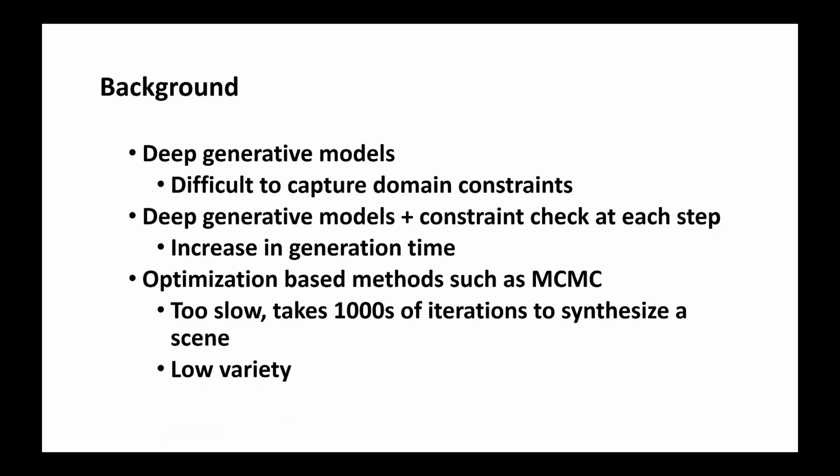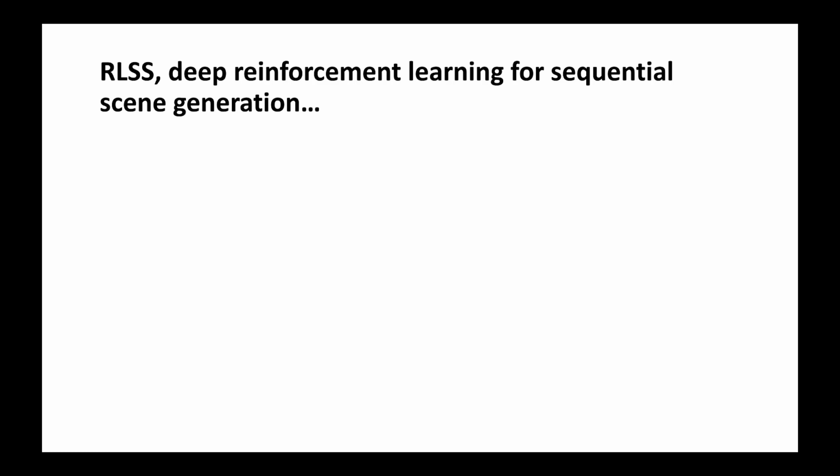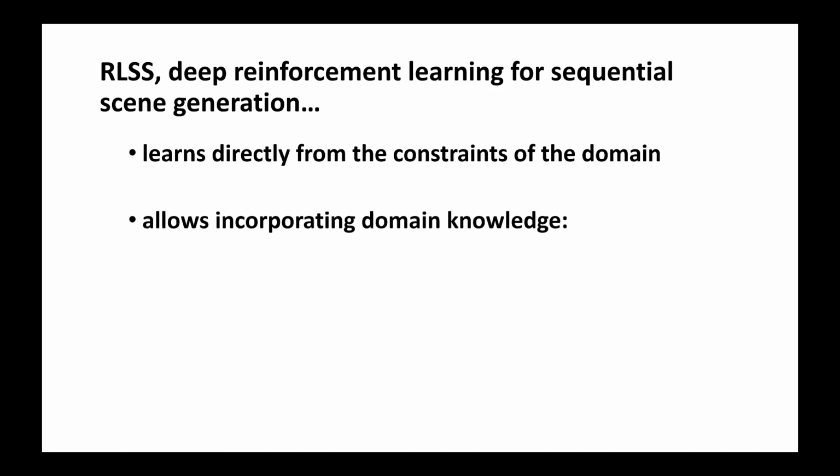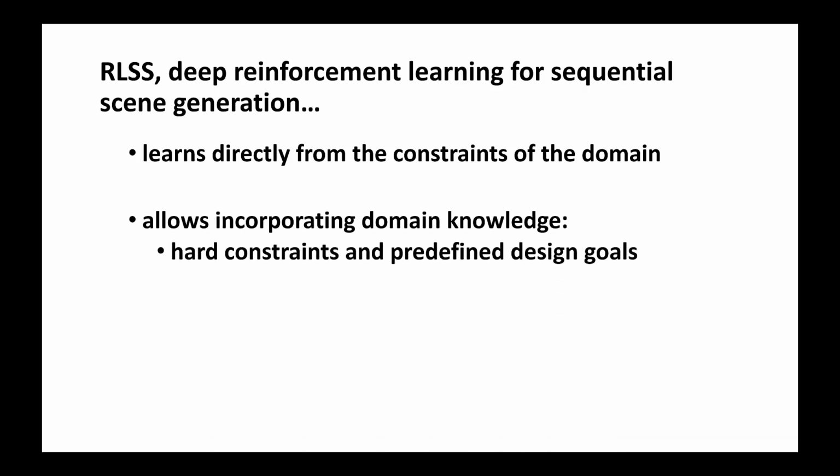low diversity. In contrast to many other generative approaches based on neural networks, our method learns directly from the constraints of the domain rather than learning from the dataset. This is in particular useful as collecting high-quality data is not an easy task, and also existing datasets might not always be available. Also, it handles a large number of actions easily. Moreover, it allows for incorporating domain knowledge, in particular hard constraints and predefined design objectives, working well with structured data.